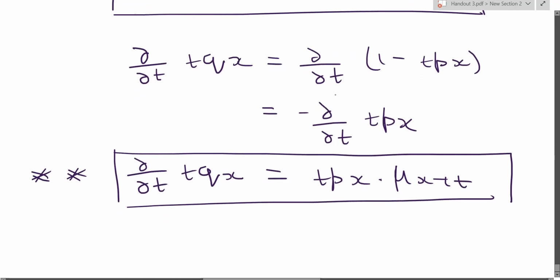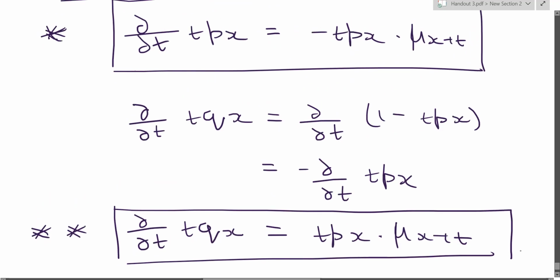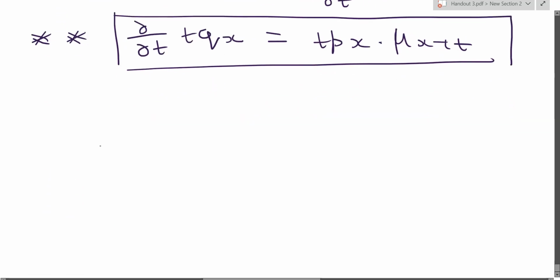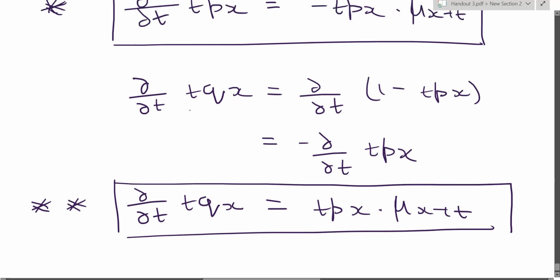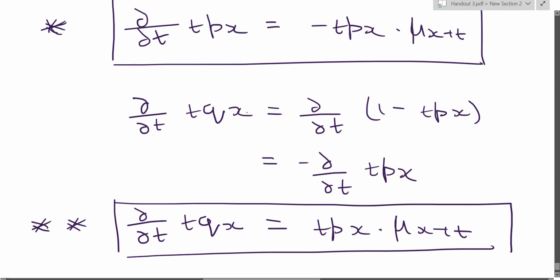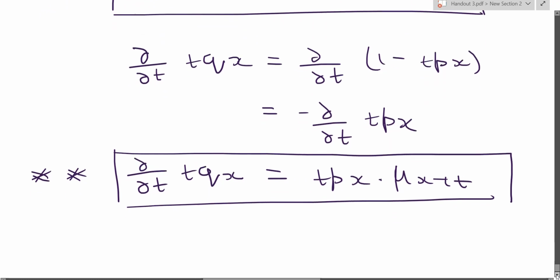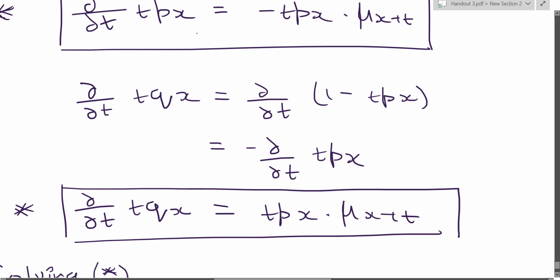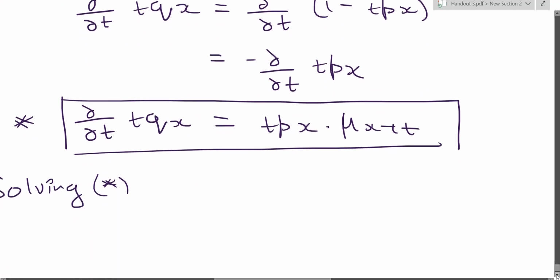Okay, so these two things you should remember, and from here I can actually derive the definitions of tPx and tQx. So let me do that for you. The definitions of tPx and tQx can be derived from here. How do I derive the definition of tPx? What I'll do is I'll solve star. Okay, so that will give me the definition of tPx. So solving star, I'll put s in place of t. So instead of t I'll be using the letter s. You will realize why I'm doing that later.